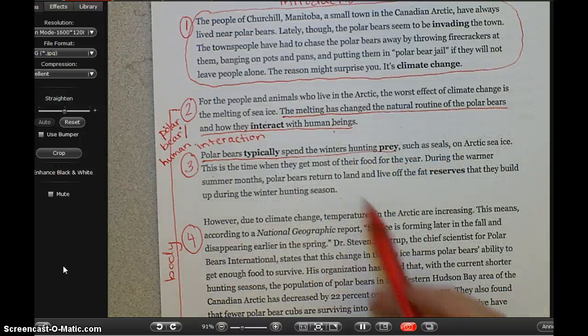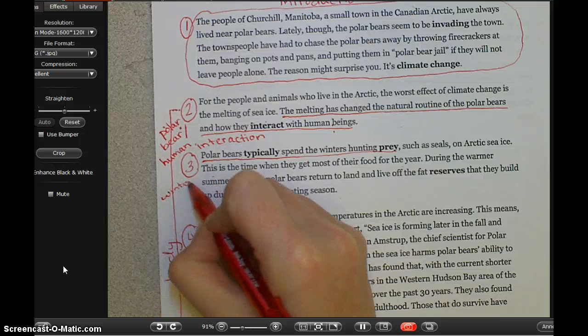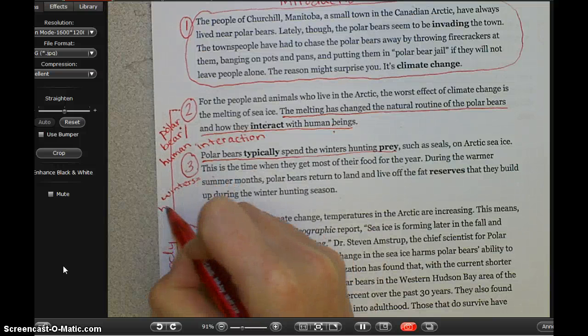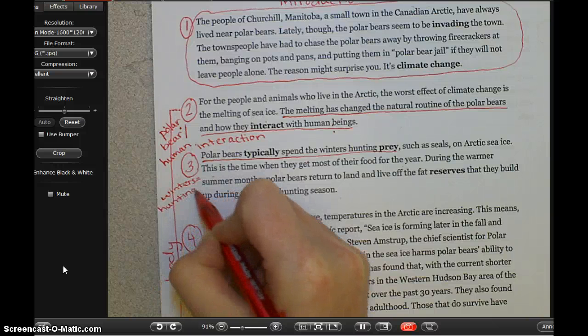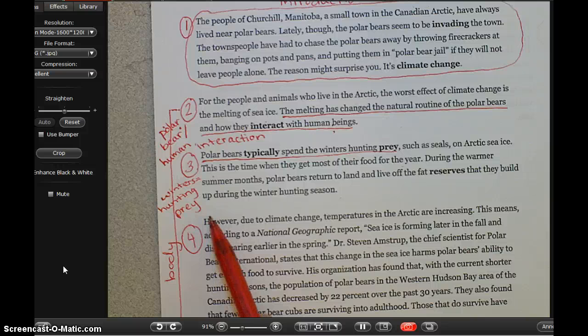Okay, and so I'm going to just write winters equals hunting prey. I wrote winters equals hunting prey. That was my blurb for this paragraph.